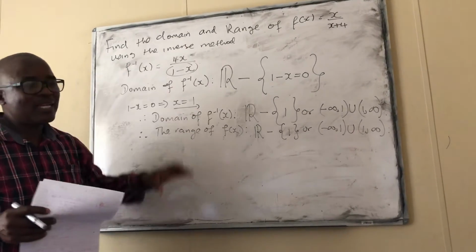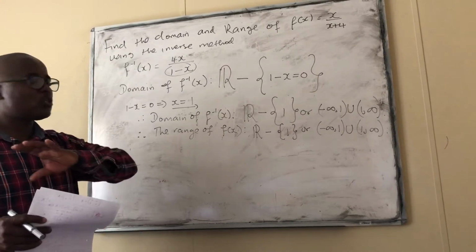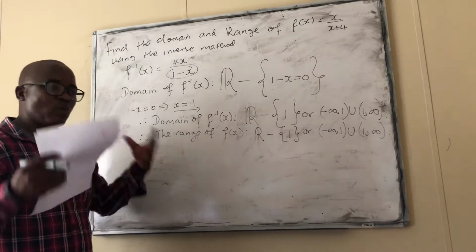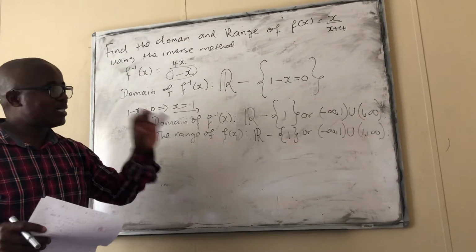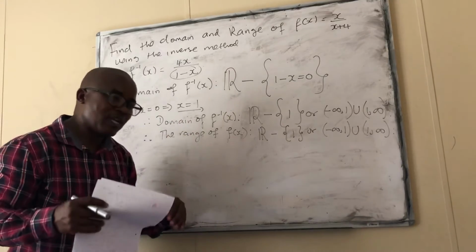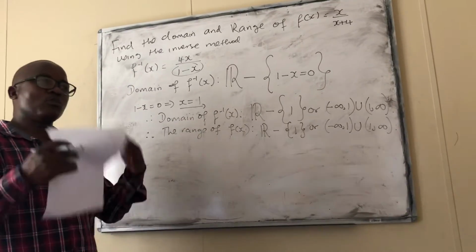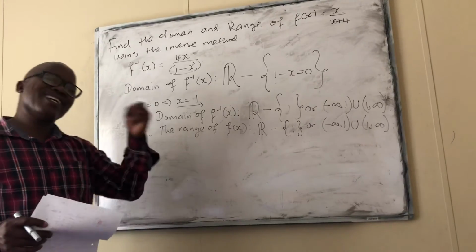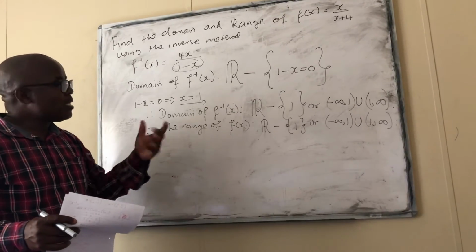So to find the domain, it's easy. You just look at the function. Does it have a square root? If it has a square root, you make sure that what is under the square root should not be negative. If it's a fraction, you look at the fraction, what is in the denominator should not be a 0. That is how you get the domain. But with the range, it's a bit tricky.